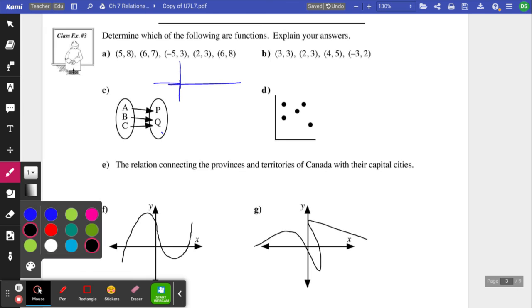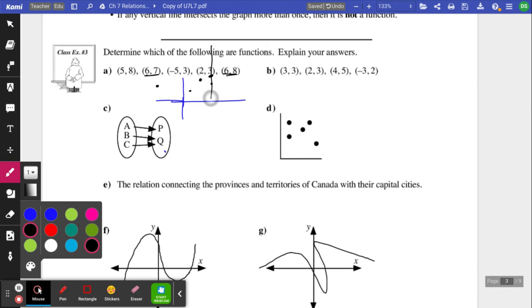If I plot 5 and 8, I don't even care what it is. It's up there. Where is 6, 7? A little beyond, not quite so high. Where's negative 5, 3? Back over here, up a little bit. How about 2, 3? Like there. And where is 6, 8? Wouldn't that lie right above 6, 7? We're in trouble. If I draw a vertical line, it touches it in 2 places. The answer is no. So just quickly throw your points up on a graph. It doesn't have to be pretty or exact, but you'll figure out whether it works. Let's go to part B.